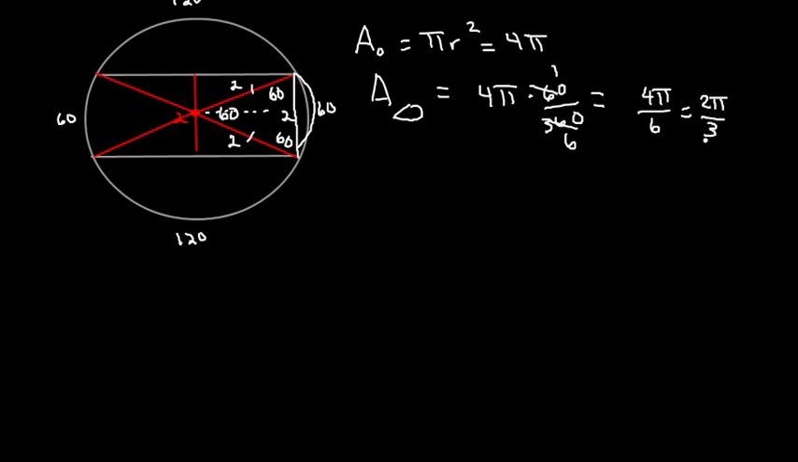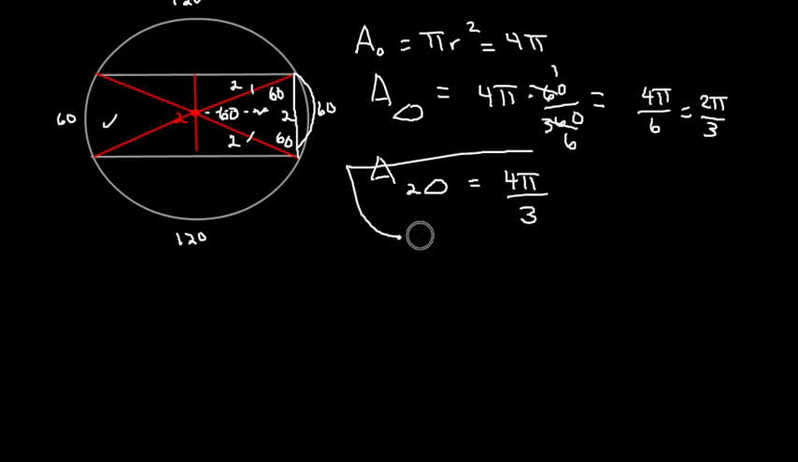We also have 2 of those. So we have this one and this sector. The area of the 2 sectors combined is going to be 4 pi over 3. All right, part 1.